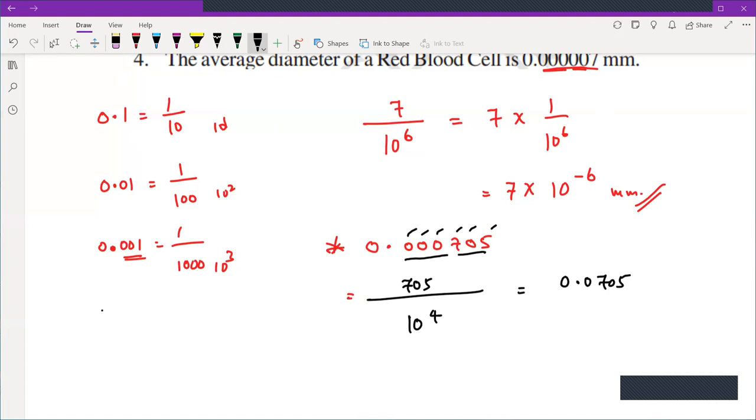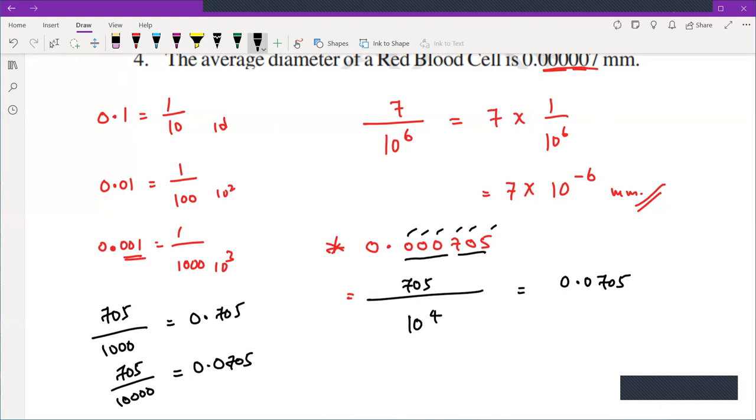Ten power 4 means you don't understand, right? So 705 by 1000, take it. So we can write 0.705. 705 by 10,000, take it. You can write it as 0.0705. Isn't it? Did you get it? Yes, sir. No, no confidence.